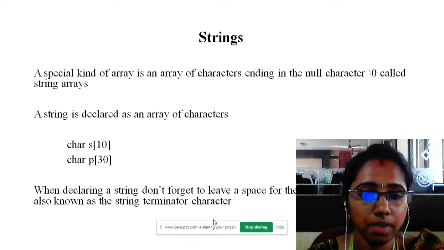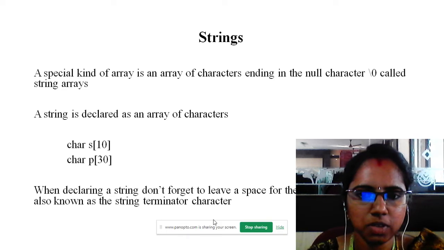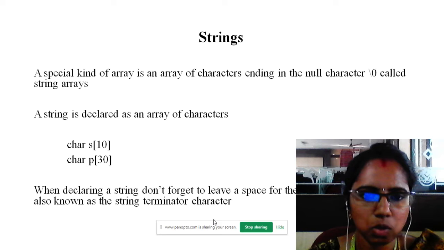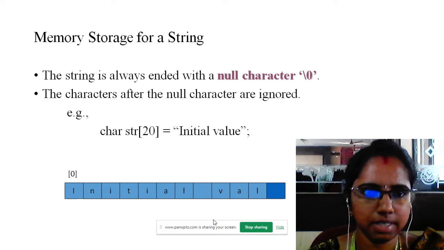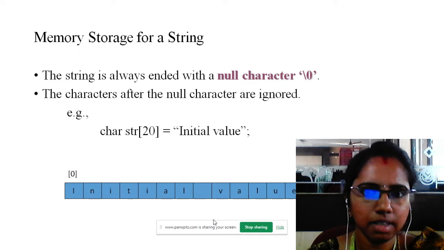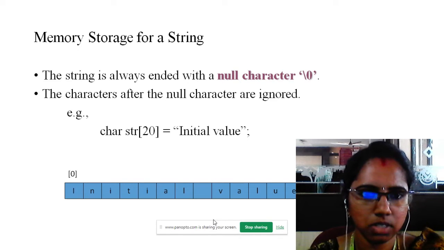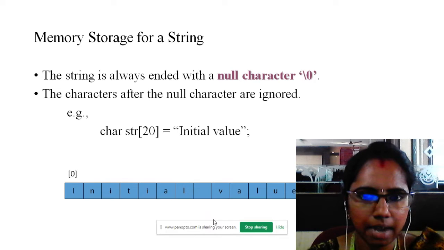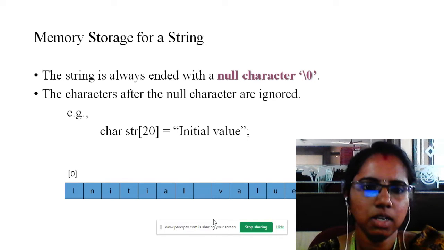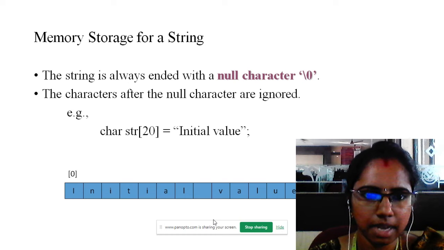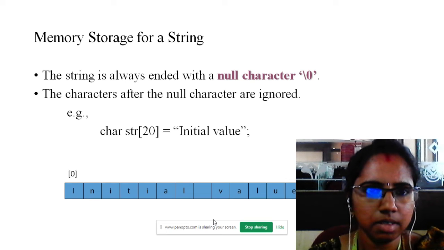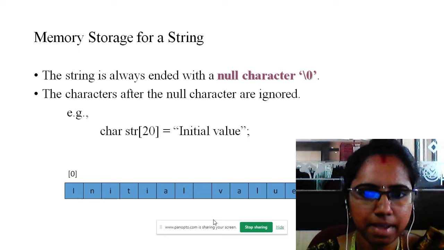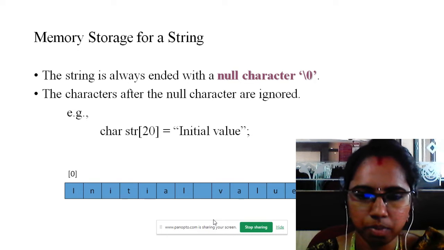When declaring a string, don't forget to leave a space for the null character, which is also known as the string terminator character. Memory storage of a string: the string is always ended with a null character, that is \0. The characters after the null character are ignored. For example, char str[20] = "initial value". So here the string is "initial value\0".